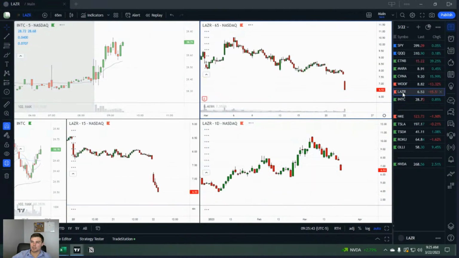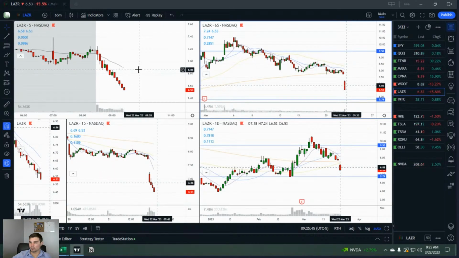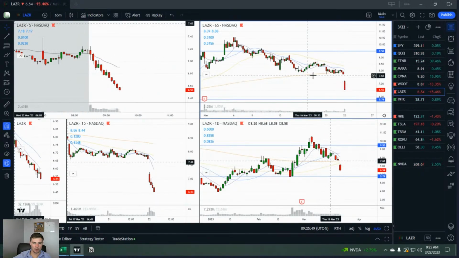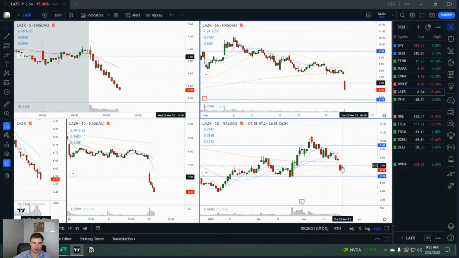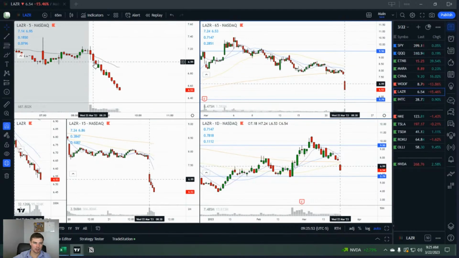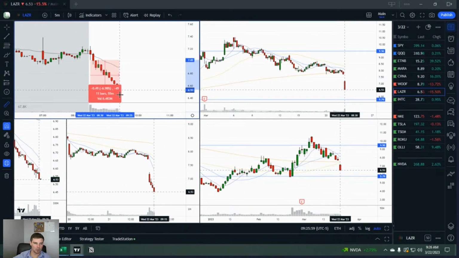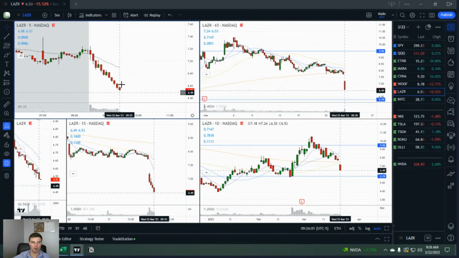Other than the LAZR, really nothing even worked. LAZR was very weak. A really nice gap under $7. Did say watch under 7. High of the day to low of the day right off the bat would have just been too hard.